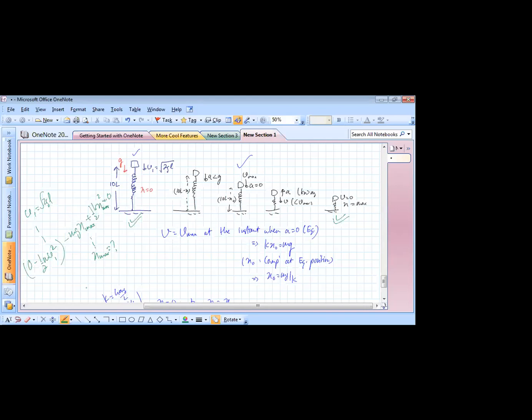And for maximum compression, how will we get the time? At that time, it is part of what kind of situation? It is part of oscillation, a vertical spring mass system. As soon as the spring comes in contact with the ground, its motion changes, it is not free fall anymore. What type of motion is it? It's a vertical oscillation, a vertical spring. Yes, sir.